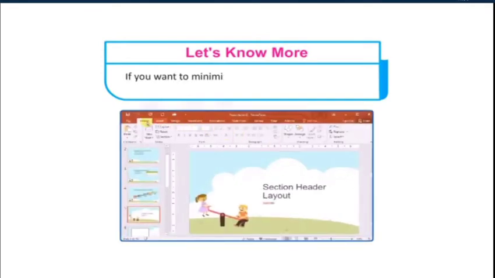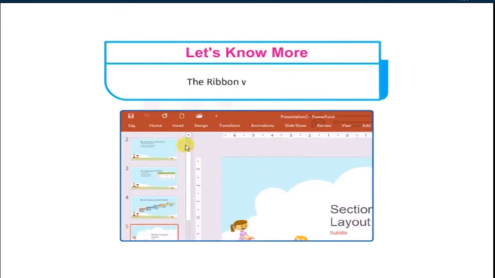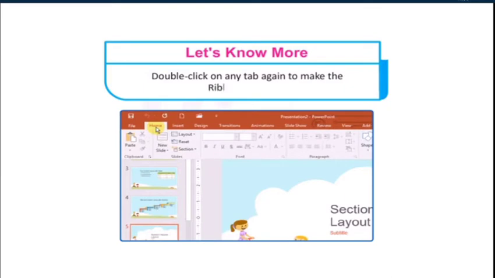Students, let us know more. If you want to minimize the ribbon from the window, double-click on any tab. The ribbon will disappear. Double-click on any tab again to make the ribbon reappear.